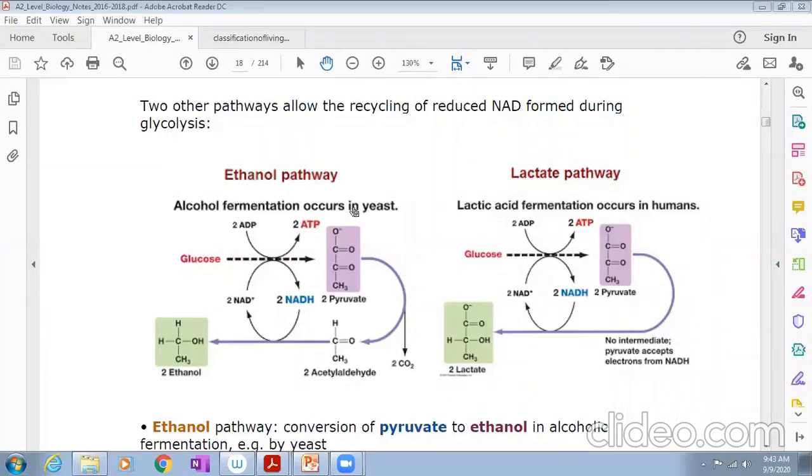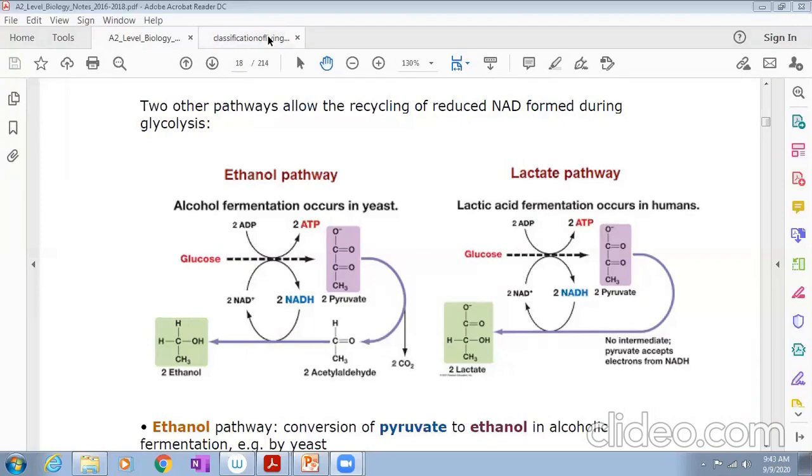Further, six ATPs are not produced from each one; actually two NADH will be utilized, which means six ATPs will be utilized, right? And from each one, the net gain of ATP will be two. Okay, is it clear?